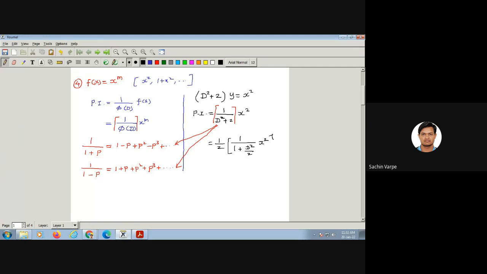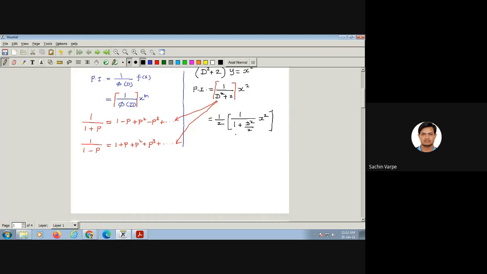That is operated on x square. Is it clear? Is this step clear? I want to get one denominator of the form 1 plus p or 1 minus p. So to get 1, I have taken 2 common. And now this is of the form 1 upon 1 plus p, where p is d square by 2.